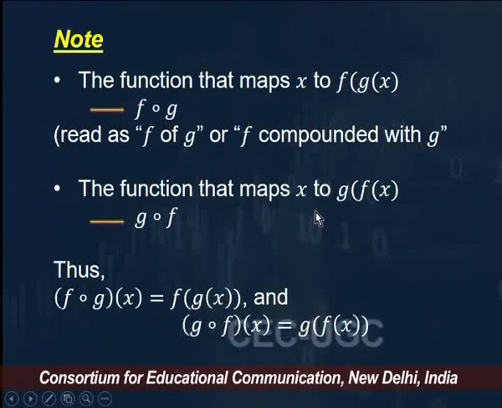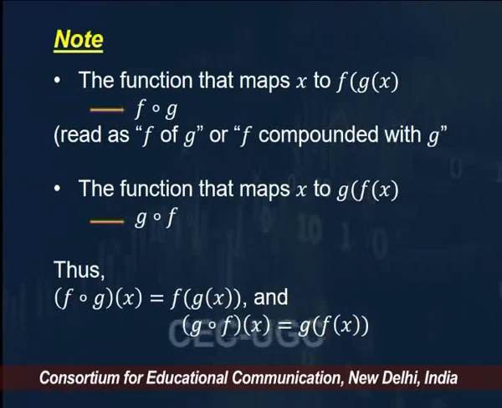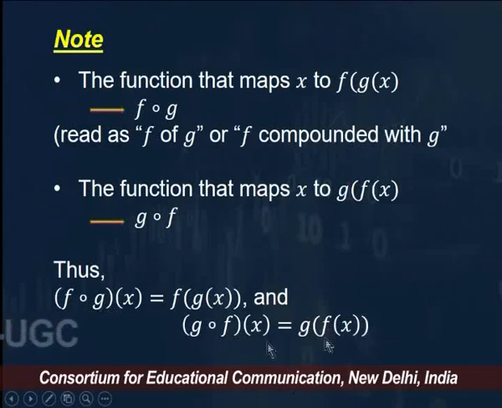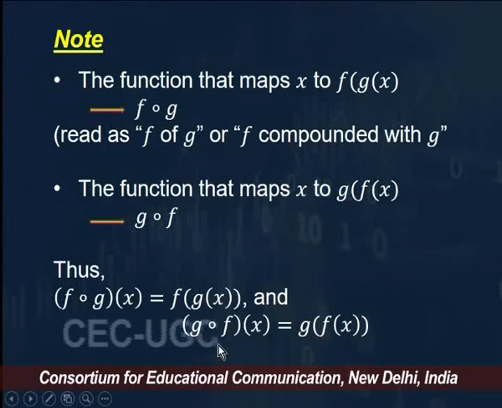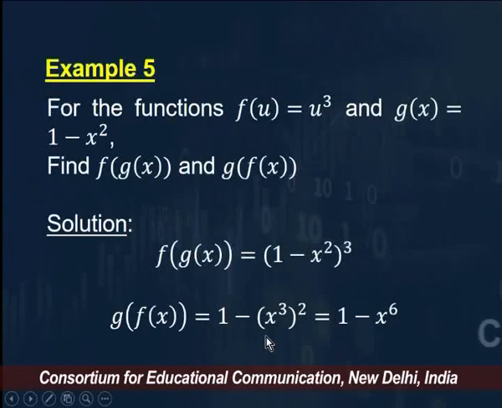Similarly, the function that maps x to g of f of x is written as g of f, or g compounded with f. So f of g of x is nothing but this notation here at the bottom, and this is how we can write g of f of x as well, g compounded with f. These are just alternative notations. So let us elaborate on this so that you get comfortable with the notation.